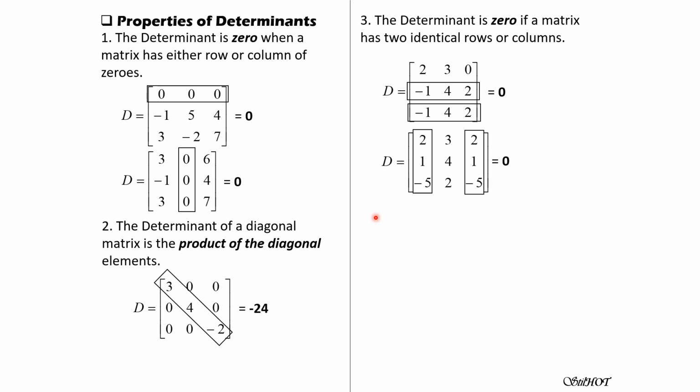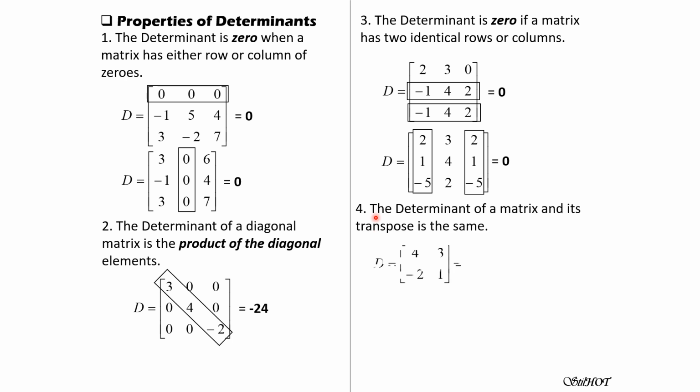Fourth property, the determinant of a matrix and its transpose is the same. So we have here an example. This is the original matrix, row 1: 4, 3, row 2: negative 2, 1. Then let's make row 1 as column 1 and row 2 elements column 2. The determinant would still be the same: 4 minus negative 6, so that's positive 10.